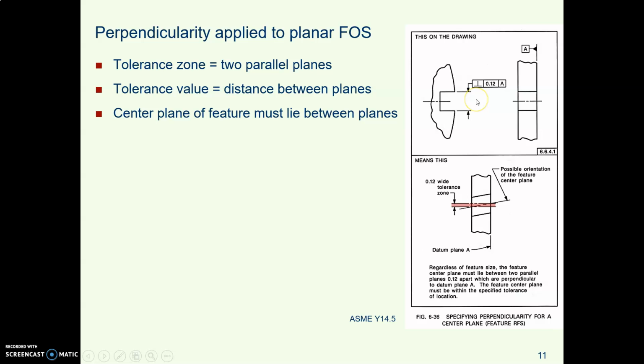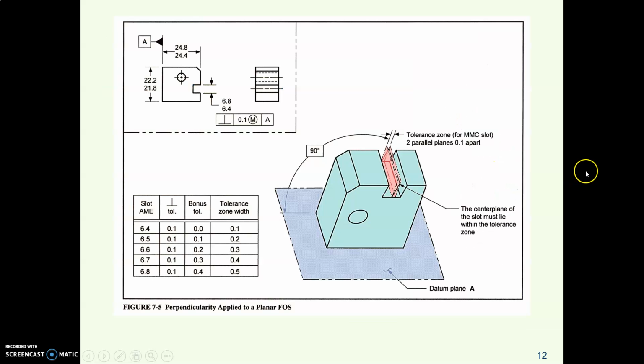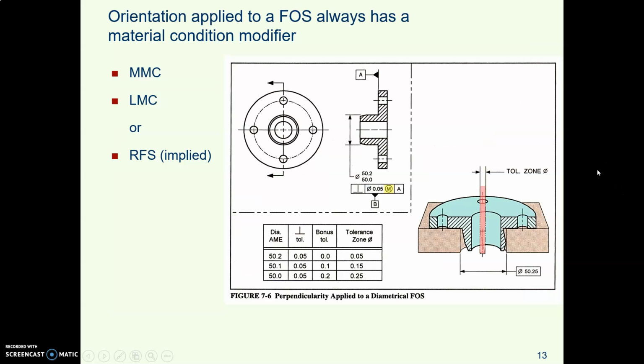And how do we know it's the center plane? Because they have stuck that feature control frame onto the size dimension, not onto the surface. And so what they are telling us is they are controlling the center plane of that flat feature. It would look like this. There's the tolerance zone, two parallel planes.